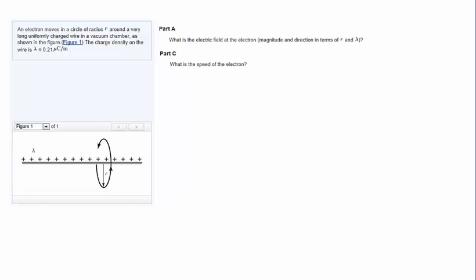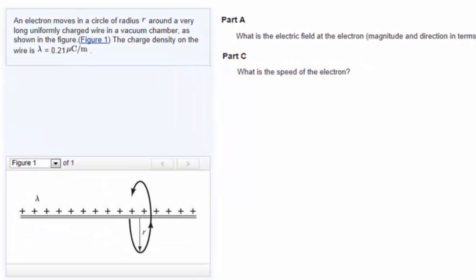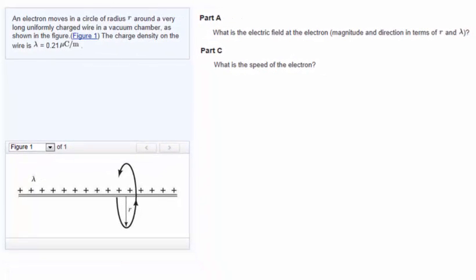An electron moves in a circle of radius r around a very long, uniformly charged wire in a vacuum chamber, as shown in the figure. The charge density on the wire is lambda equals 0.21 microcoulombs per meter. What is the electric field at the electron, magnitude and direction in terms of r and lambda, and what is the speed of the electron?